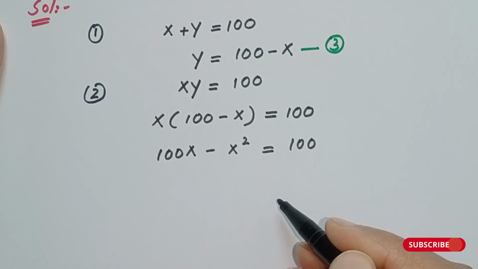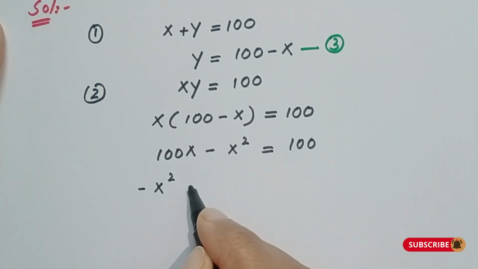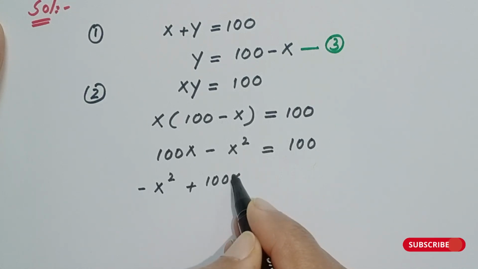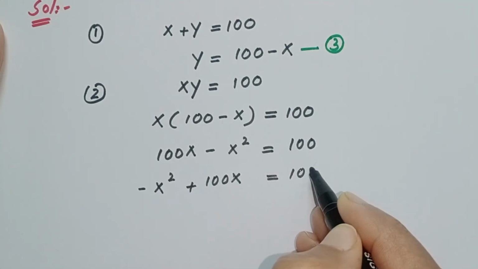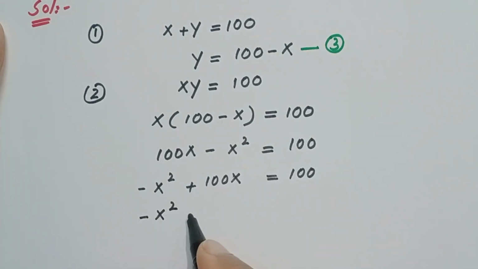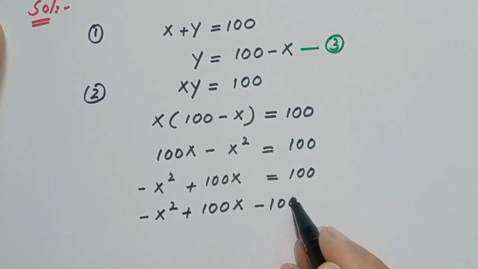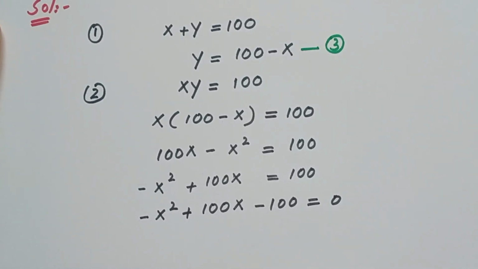So now we will change the position. Minus x square plus 100x is equal to 100. So bring 100 from the right hand side to the left hand side. Minus x square plus 100x minus 100 is equal to 0.